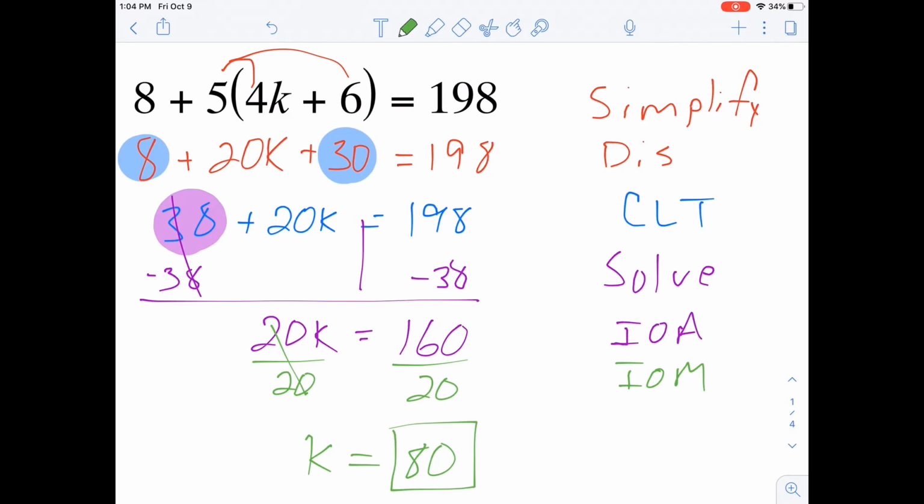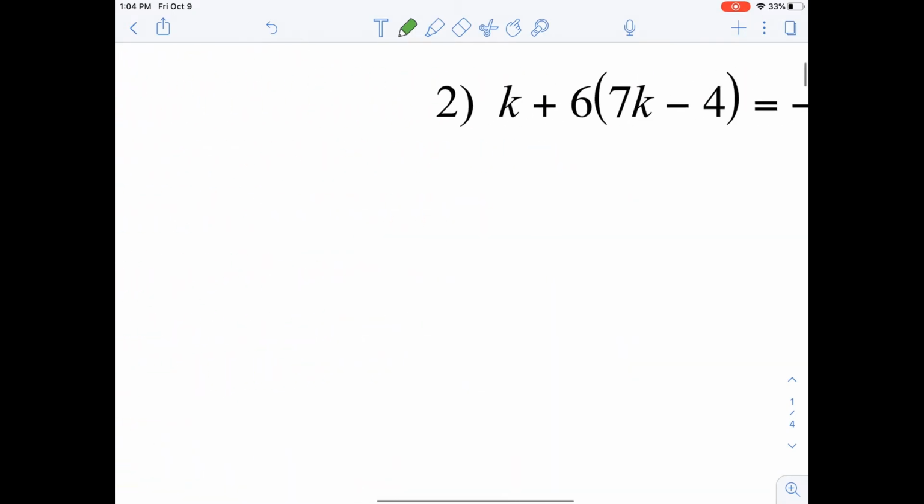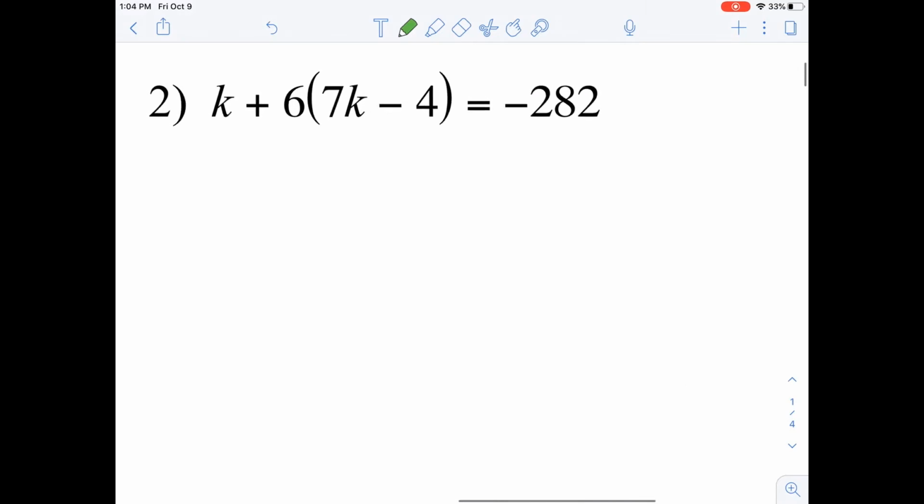And so there are 4 different steps that we did for this problem. We started by doing distributive property, then we went to combining like terms, then we did the inverse of addition, and then we did the inverse of multiplication. Let's do one more example. We have this problem here. We're going to start the same way we did the last one.